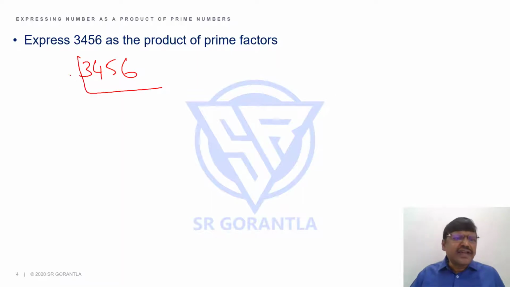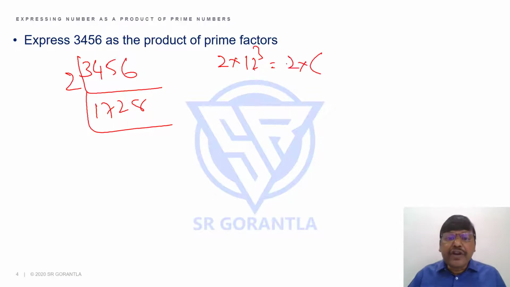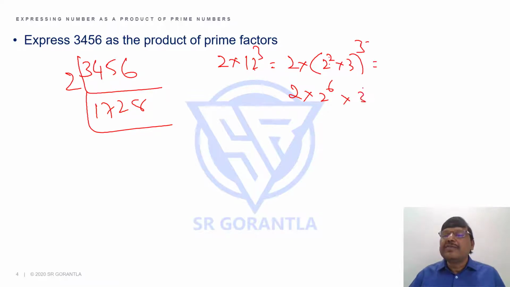What I will do, students, I can start doing like this: 2 1728s, 2 864s. See, what is 1728? The moment you see 1728, you should say 12 cube. Yes or no? 2 into 1728 is 12 cube. What is 12? 12 is 4 into 3, that is 2 square into 3, whole cube. So what happens, students? 2 into 2 square whole cube will be 2 power 6, into 3 cube. So I can write it as 2 power 1 into 2 power 6, which is 2 power 7 into 3 cube.